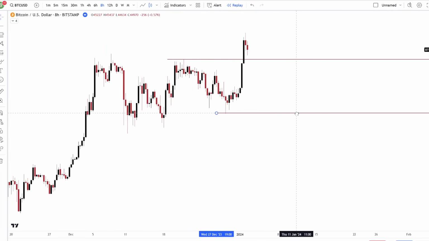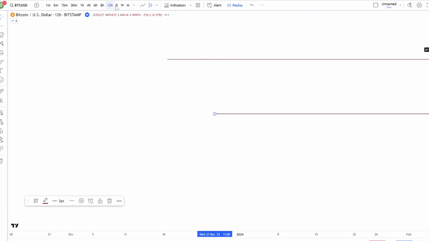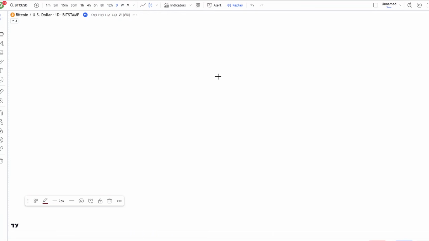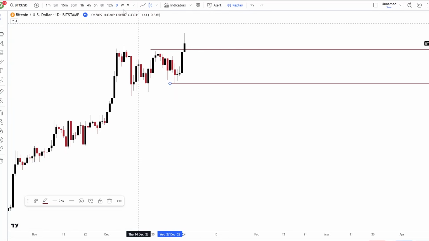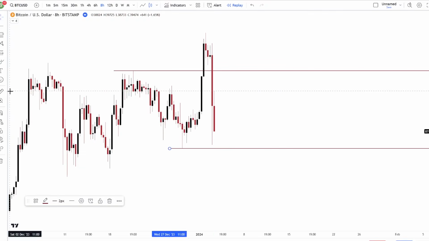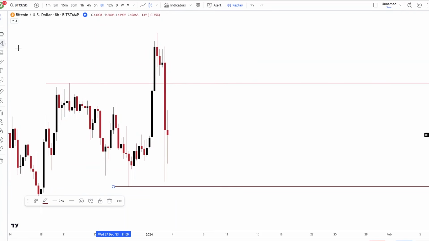And let me make it even a bit easier for you. If you go on a 12-hour, you could even see it at a better point. You can go on a daily and you can see it even clearer. But let's stay on the 8-hour. So let's see if price retraces back. Price already retraced back without giving us that much time.